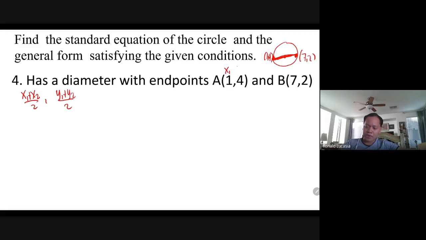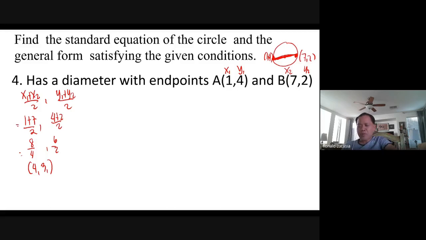This is our x sub 1, y sub 1, x sub 2, y sub 2. So by substitution, we will have there 1 plus 7 divided by 2, 4 plus 2 divided by 2. So our x coordinate will be 8 over 2 and 6 over 2. So our coordinate there is what? Tama ba yung ginagawa ko? Yeah, yep. (4, 3). Tama?